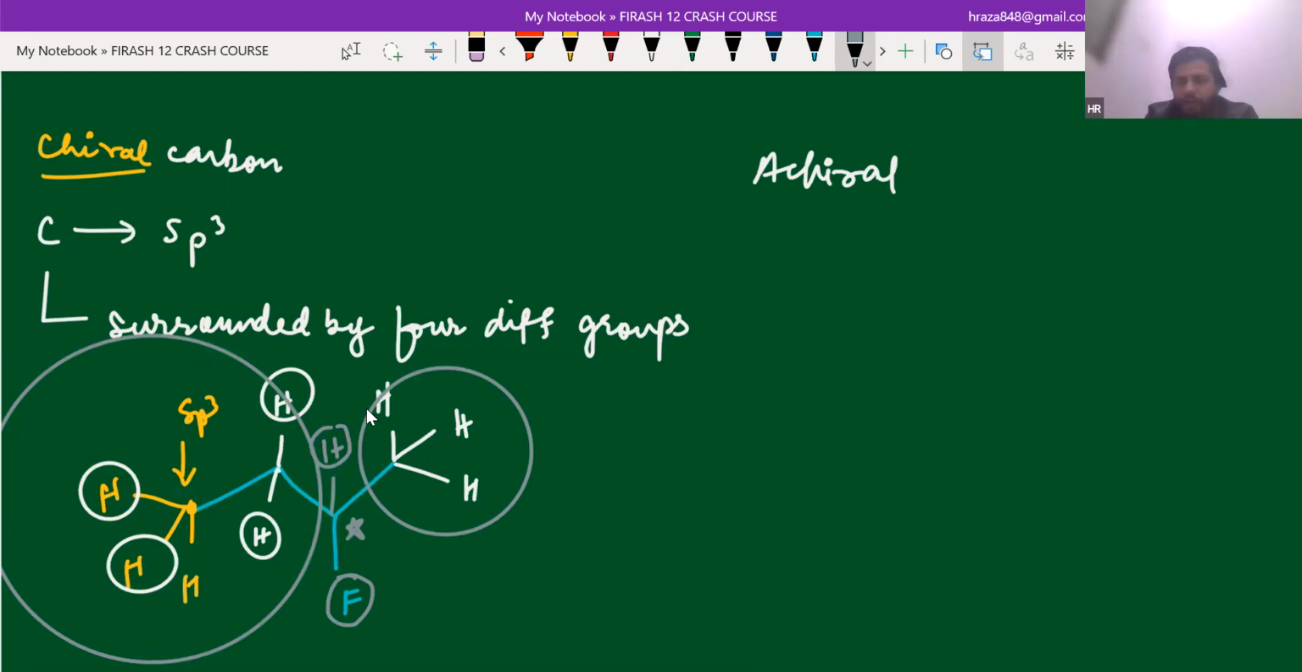There will be a question: which one of the following is chiral and achiral? So you need to check. First of all, you check the hybridization, and after that you check whether it is surrounded by different groups or not. If it is surrounded by four different groups, it is chiral, and if it is not surrounded by different groups, it is not chiral. Is that clear?